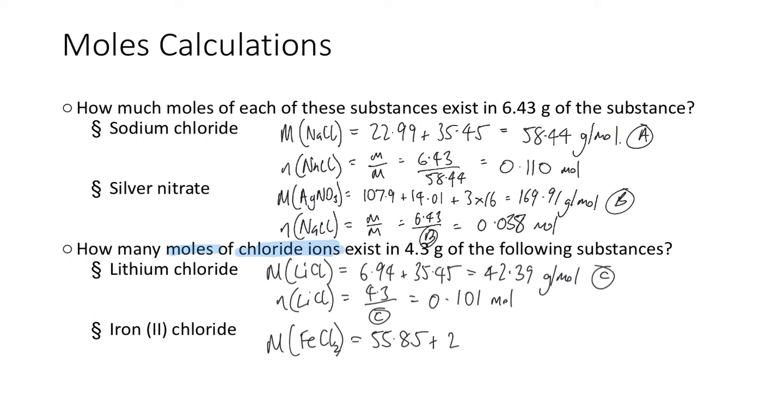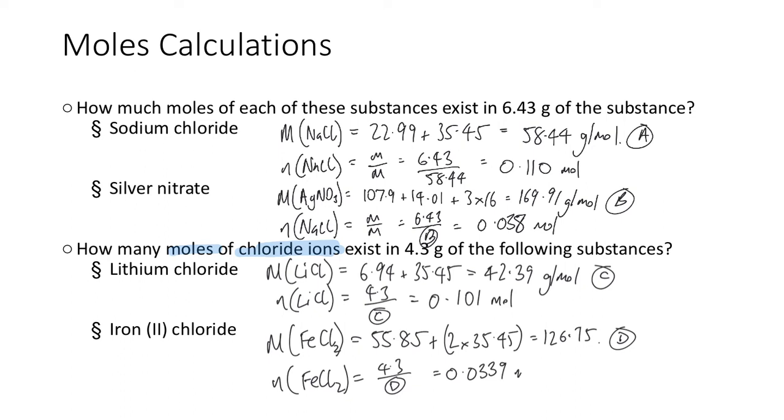55.85 plus 2 times 35.45, which would be equal to 126.75. Get the number of moles of FeCl2. Okay, so this is the number of moles of the whole formula units, which is 4.3 over, and I saved that as D, didn't I? Okay, D, which would be equal to 0.0339 moles.